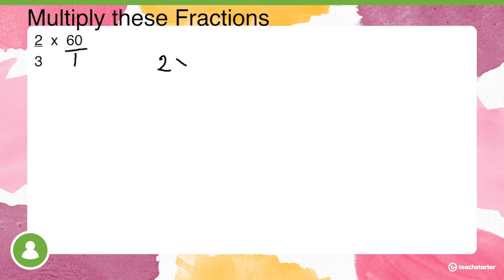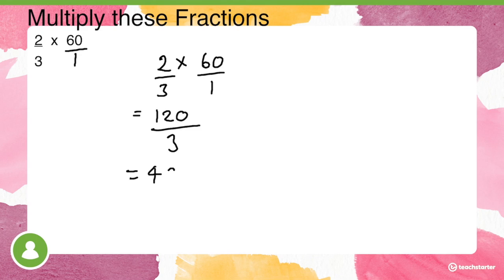Now that it's a fraction, we can do a simple multiplication. So for multiplying fractions, we just times the numerators and times the denominators. So 2 times 60 is 120, and 3 times 1 is 3. Now we're going to simplify, and remember that that line is equal to divide. So 120 divided by 3 equals 40.